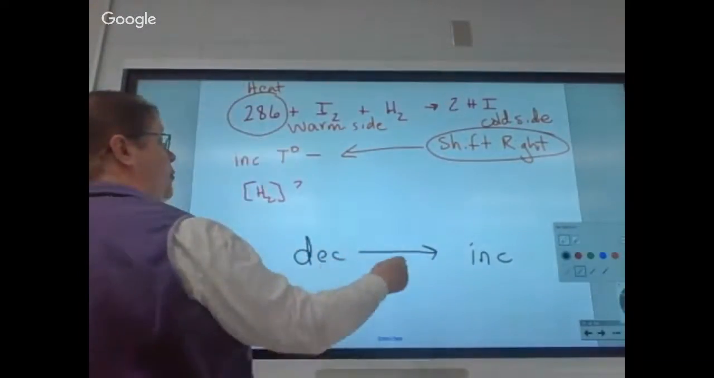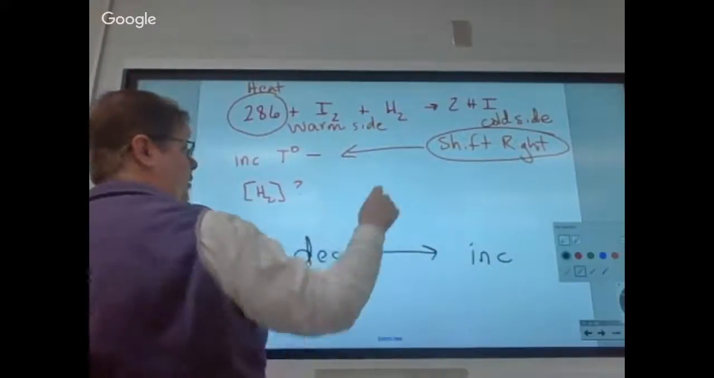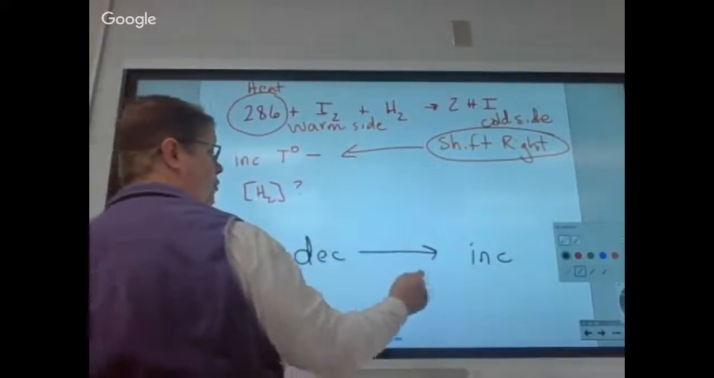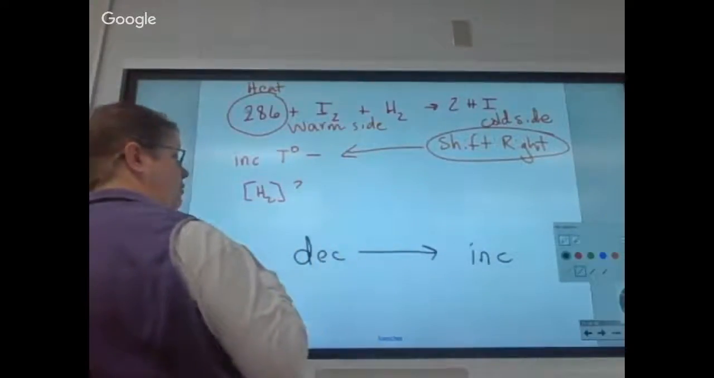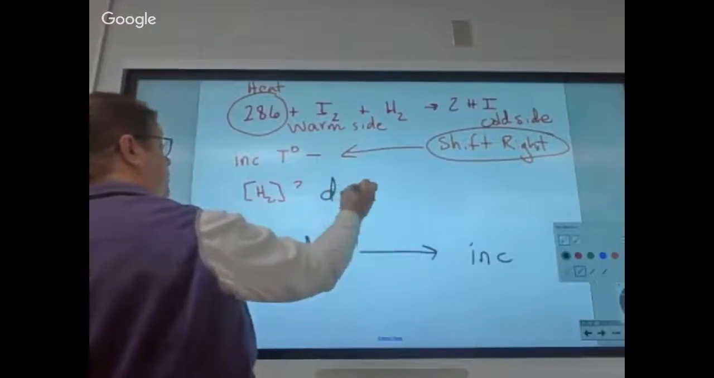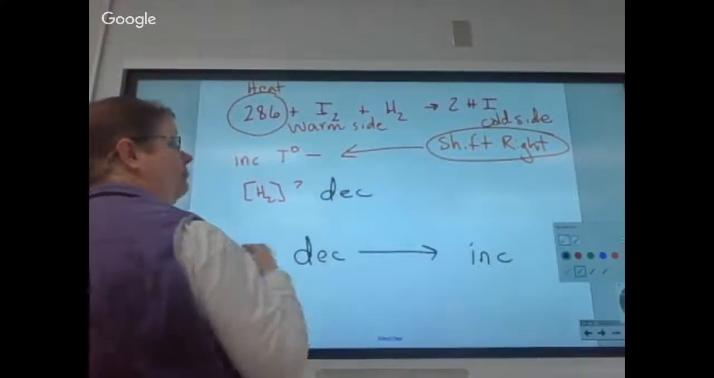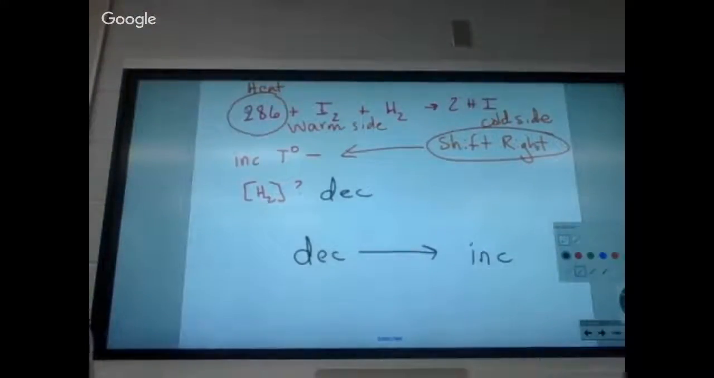Okay? So now superimpose this on your equation. Hydrogen is on the left of the arrow or the right of the arrow? It's on the left. So what's going to happen to hydrogen? It's going to decrease, because it's a reactant. It's guaranteed that where it shifts, it's going to increase. Like, if it shifts right, it increases on the right. Yes. If it shifts left, it increases on the left. Yes. That's correct.